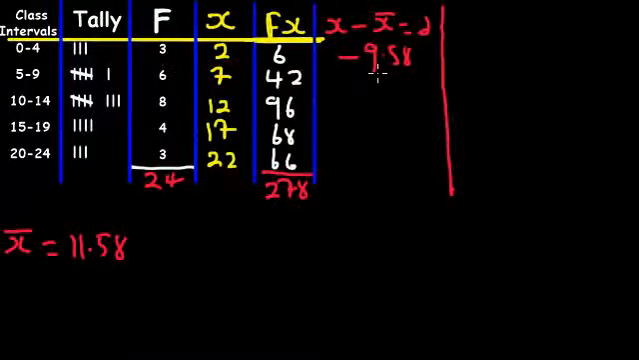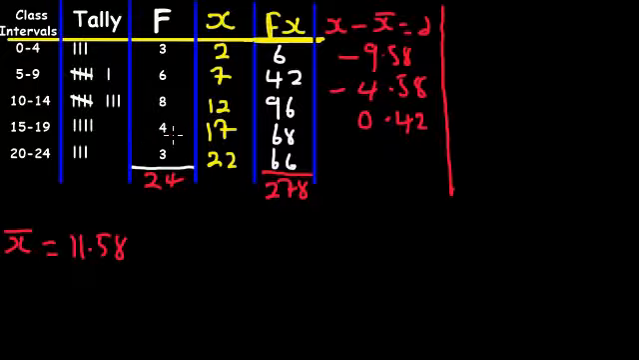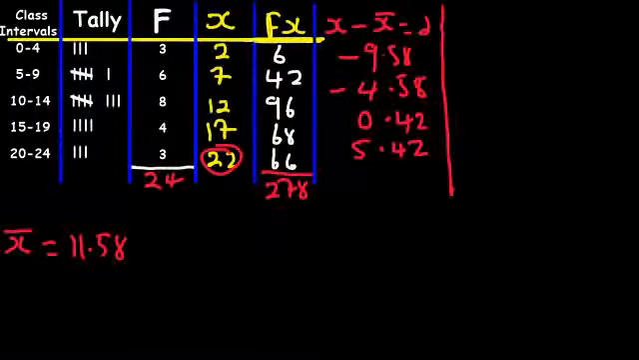The next mark is 7. 7 minus 11.58 gives negative 4.58. So the next one is 12. 12 minus 11.58, we should get 0.42. Now on to 17. 17 minus 11.58 gives us 5.42. And the last one, 22. 22 minus 11.58 gives us 10.42.